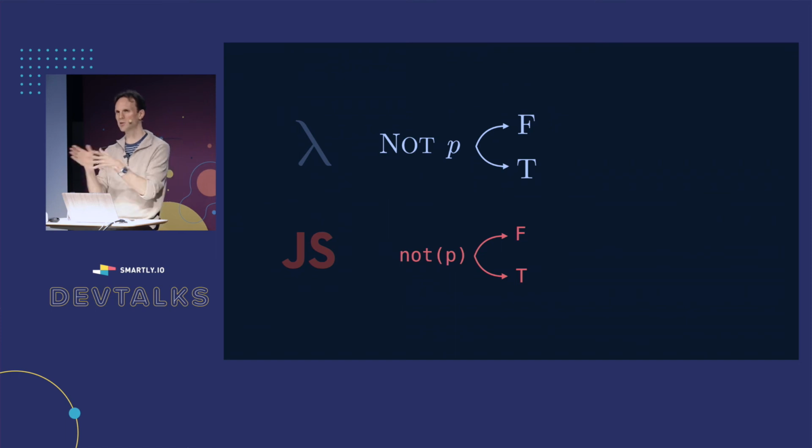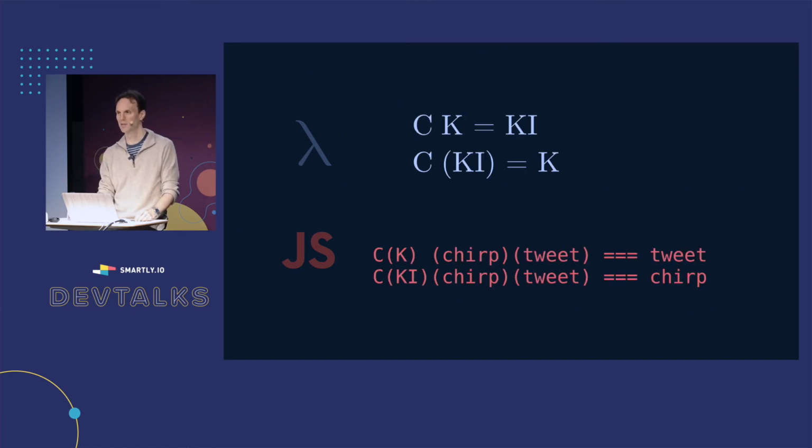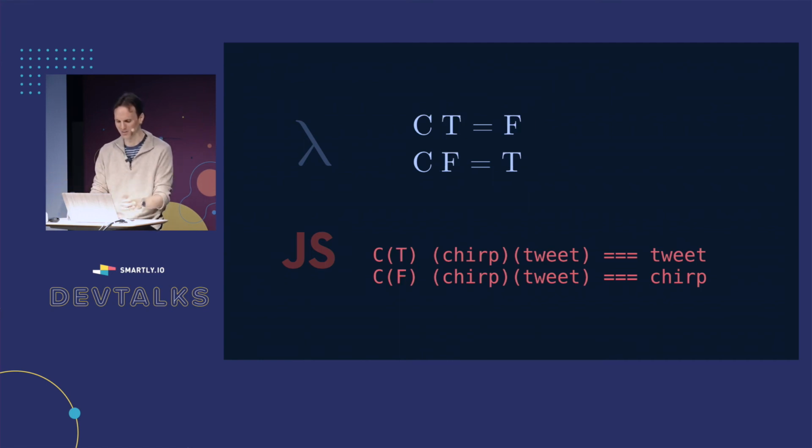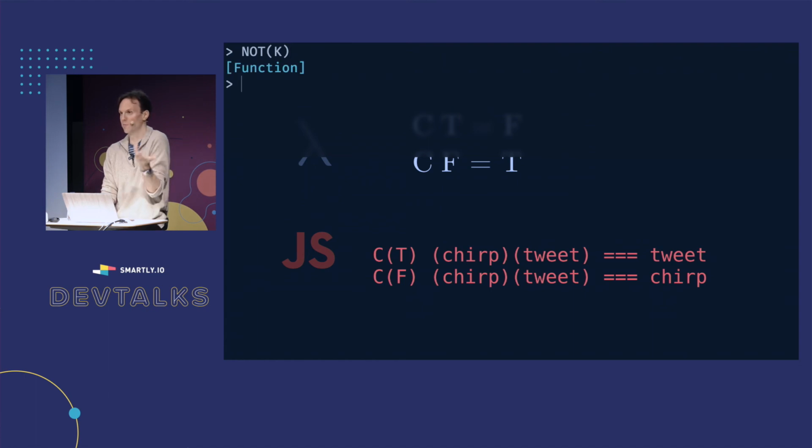Well, we need to select between two possibilities. The flip combinator is going to do this for us. I've already defined not. You didn't even realize at the time. The flip combinator, the flip of k is ki, and the flip of ki is k, which means the flip of true is false, and the flip of false is true. So not is just the C combinator. Let's try it. The flip of k is some function, but which one is it?